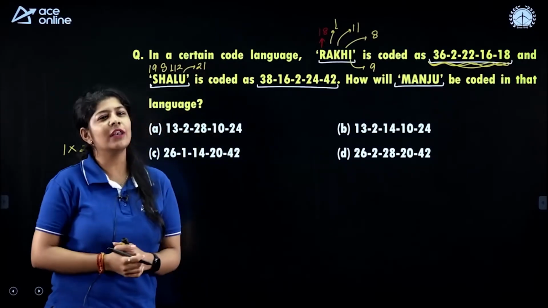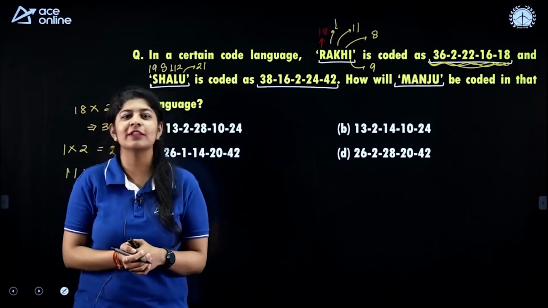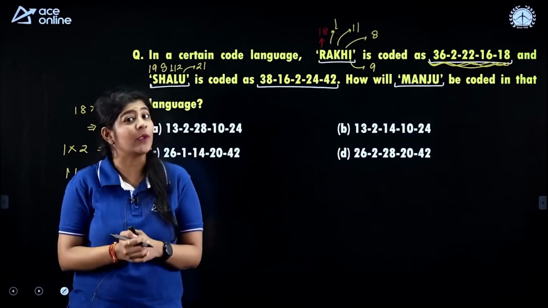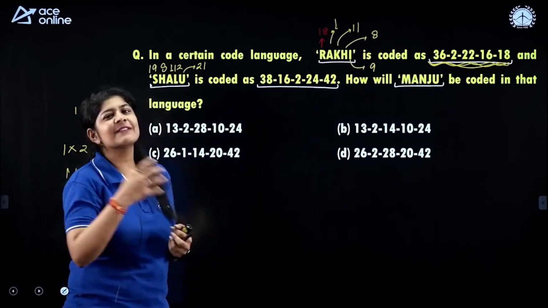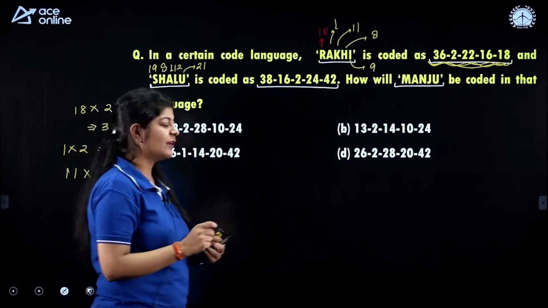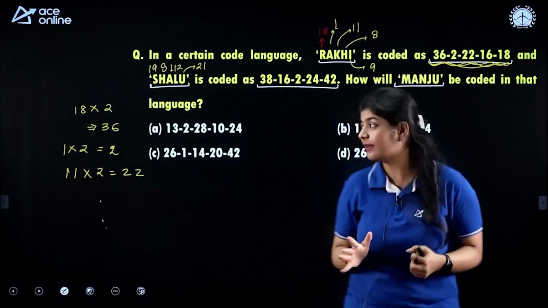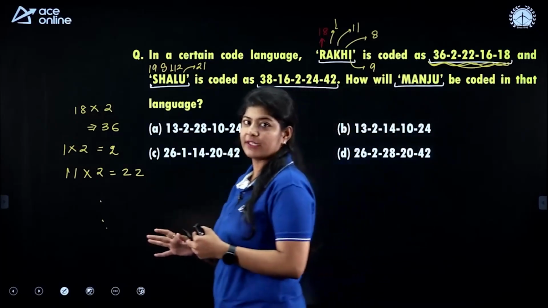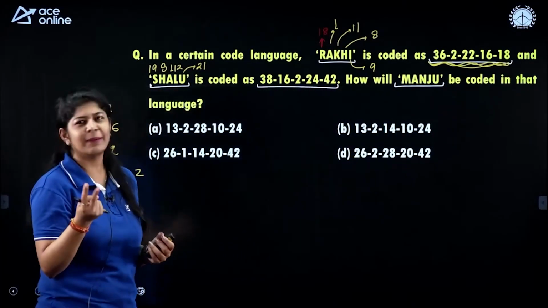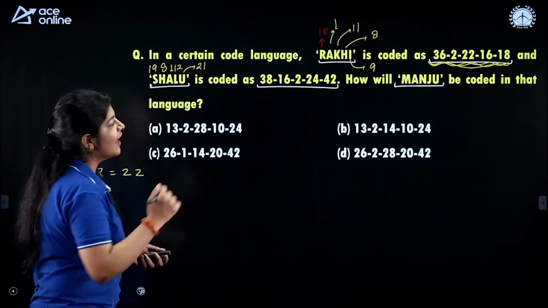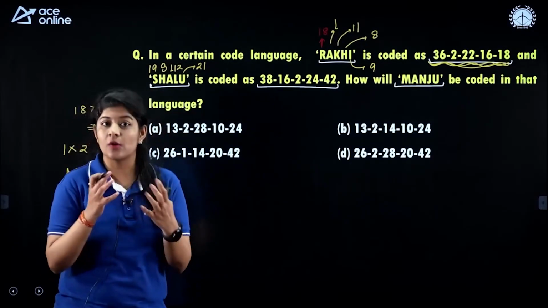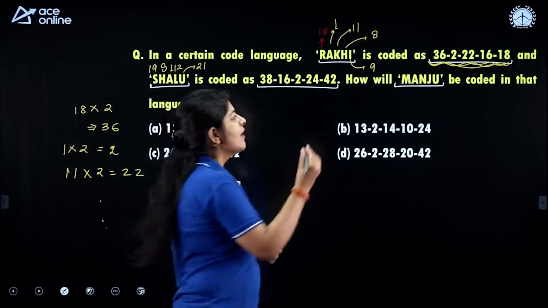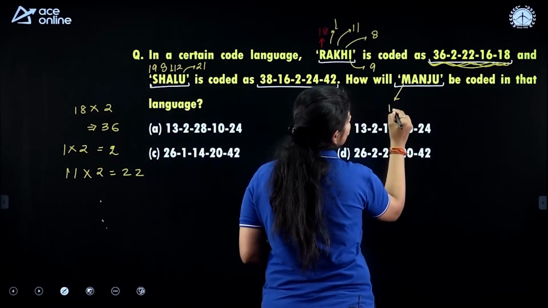Now you are all thinking, ma'am, you remember all the associated numbers, but how are we going to learn that? For that, we learned it in a very simple way. If you watch that video, you can also learn all the associated numbers in just 2 minutes, or maybe less than that, right? Now we need to find the code for Manju. I know M is associated with 13.